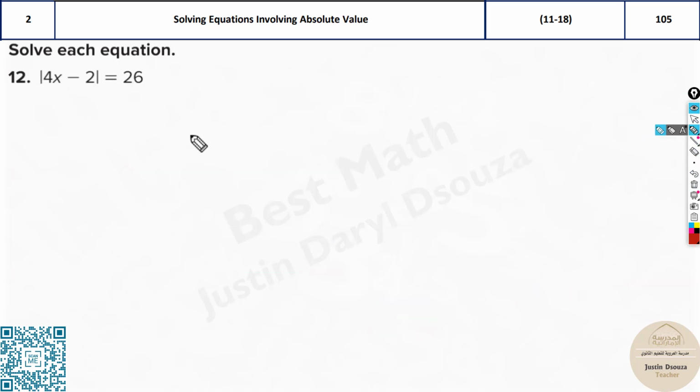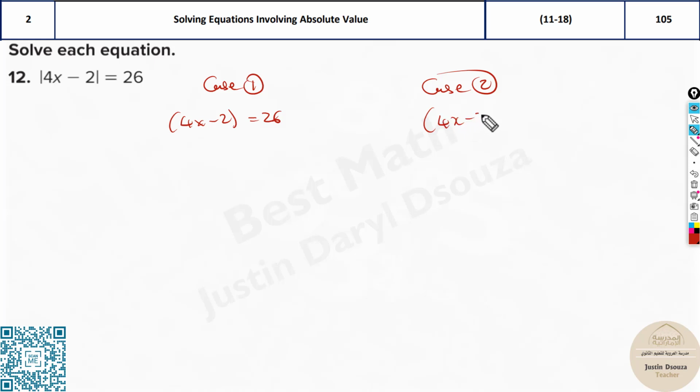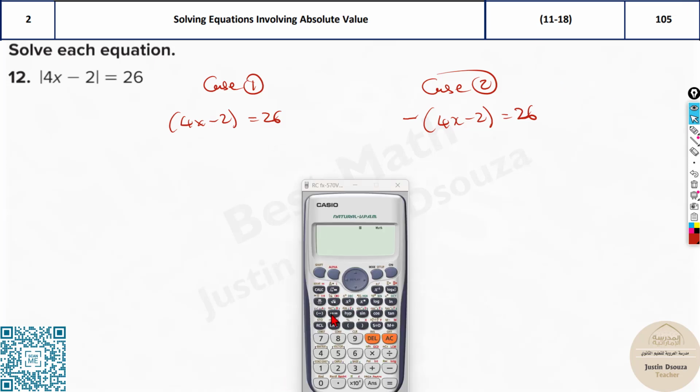Now, how about this one? Let us write the two cases first. Case 1, case 2. First thing, 4x minus 2 will be equal to 26. Another one will be 4x minus 2, that is equal to 26 itself, but with a negative sign here. So then we will take our calculator. All you do is type in, I'll use the brackets because it'll be just to put a negative sign in the second case. Close the bracket, equal to 26.